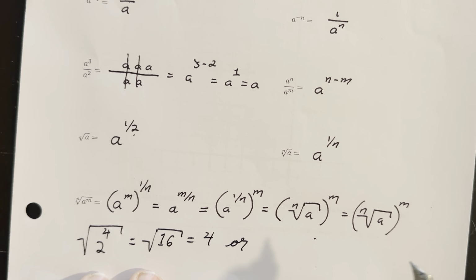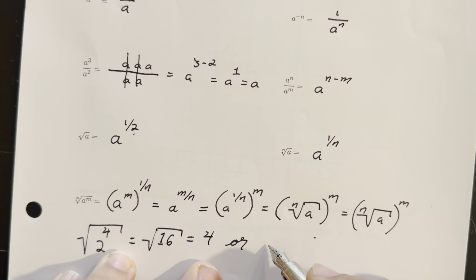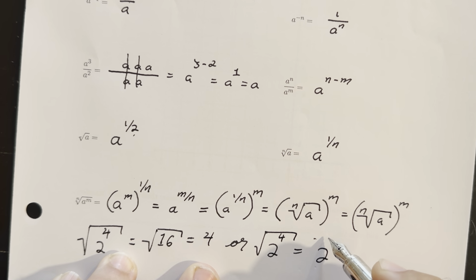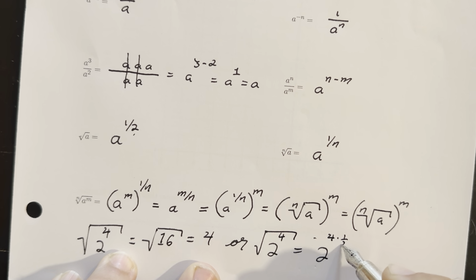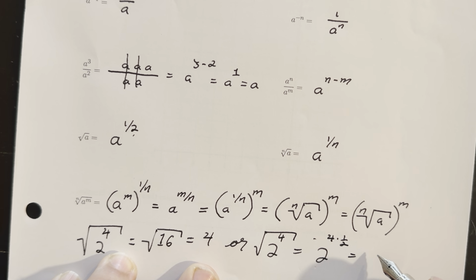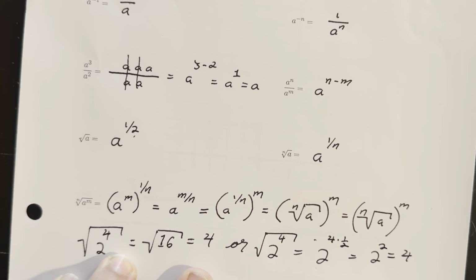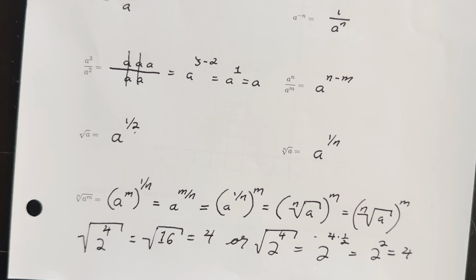Or we could say the square root of 2 to the fourth. Well, that's the same thing as 2 to the fourth times 1/2, which is 2 squared, and we get 4 again. All right, so make sure you're familiar with all these exponential rules. They are very important to understanding the material.